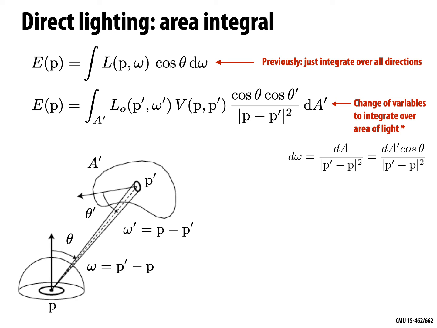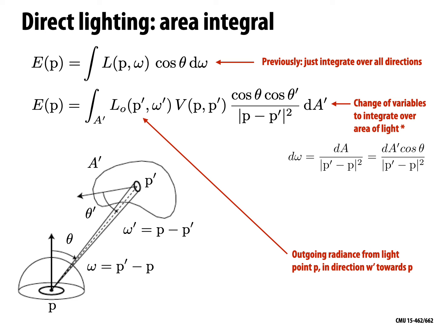Now, we do have to be careful here. We can't just arbitrarily change the domain of integration without modifying the thing we're integrating. Okay, so what are we doing here? We're saying that rather than integrating the incident radiance in the top integral, we're going to start integrating the outgoing radiance from the light source that goes from a point on the light source to the point of interest, to the point P.